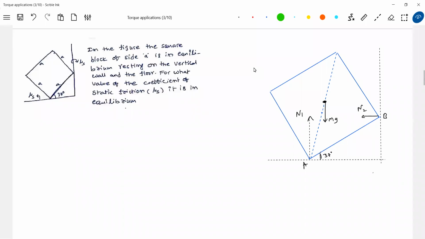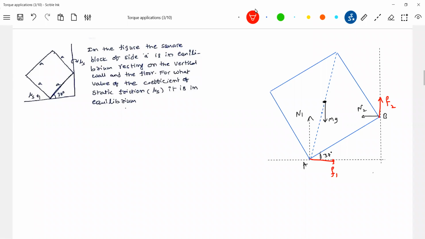So therefore, the limiting friction should act upward. Same thing you can apply for even the previous problem also. You can try this at home. This is F2. This is F1. This is N1, what we got.